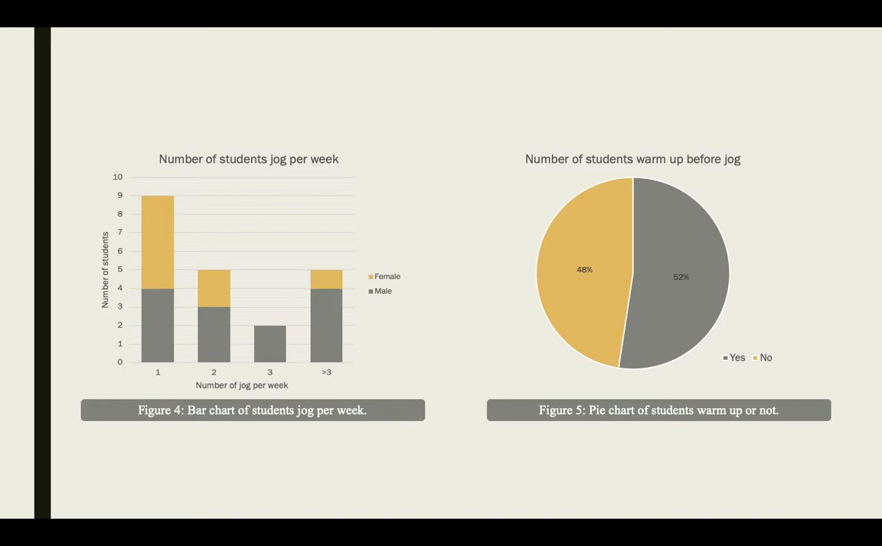For the next figure, we have a bar chart of students jogging per week: once a week, twice a week, thrice a week, and more than three times a week. More male and female students jog only once a week, while for thrice a week, no female students jog. The next pie chart shows students who warm up or not: 52% warm up before they jog, while 48% do not.